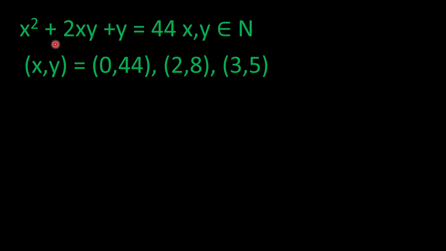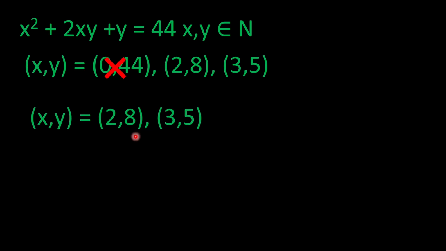Now we have solved this given equation for the values of x and y, and we have these three sets of values. But again, look over here, x and y belong to natural numbers. Remember, 0 is not a natural number, therefore we will cancel this case. And now we have these two cases, x, y equal to 2 and 8, and 3 and 5.